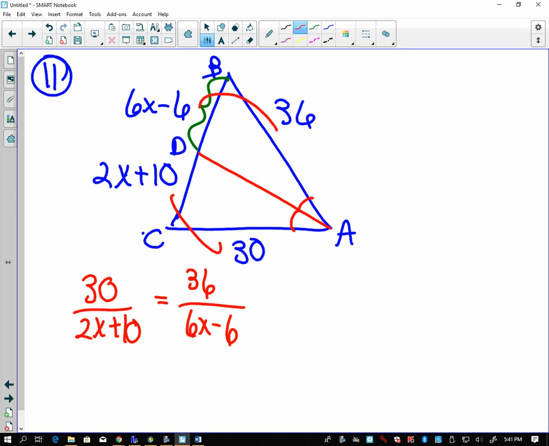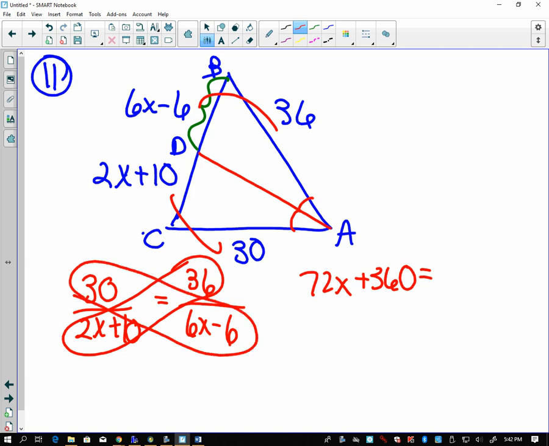So we'll cross multiply. That's going to give me 72x plus 360. Same thing here, cross multiply. 30 times 6, I believe that's 180x. 30 times negative 6 would be negative 180.